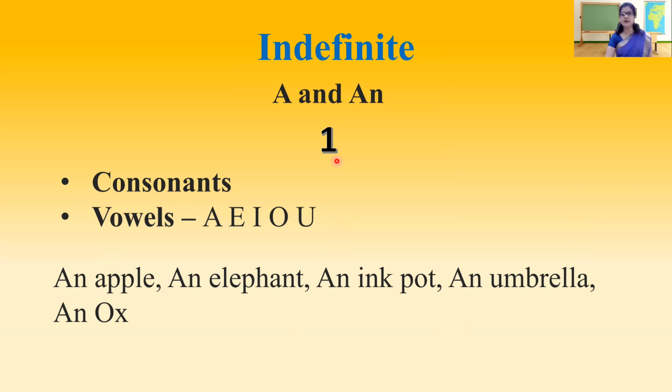So Pooja is girl will not give you a complete sentence. You have to say Pooja is a girl. So a means one, you have already understood, and an.